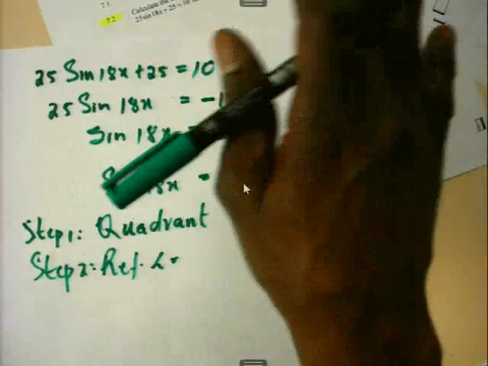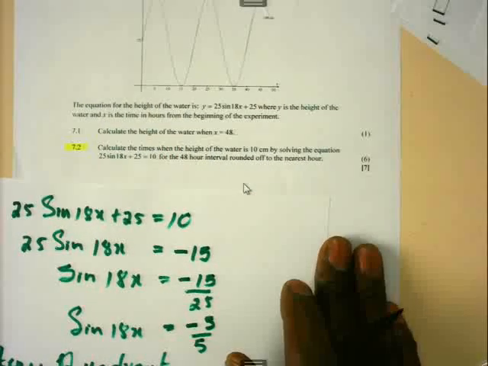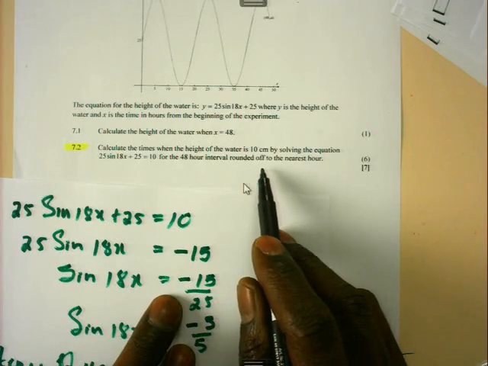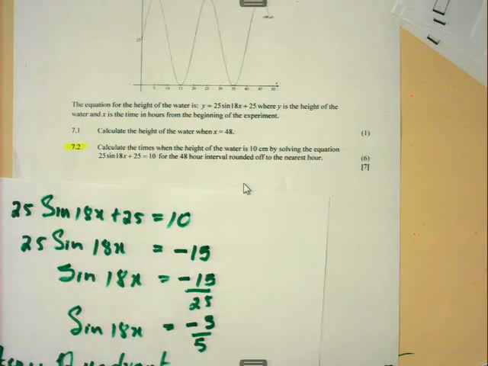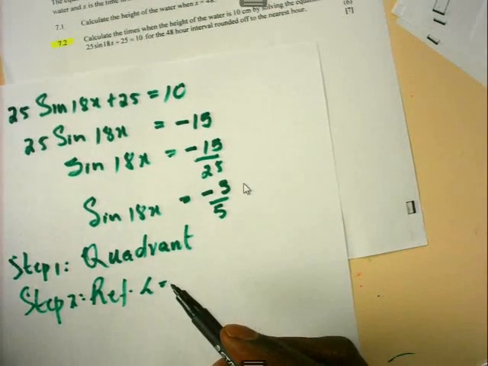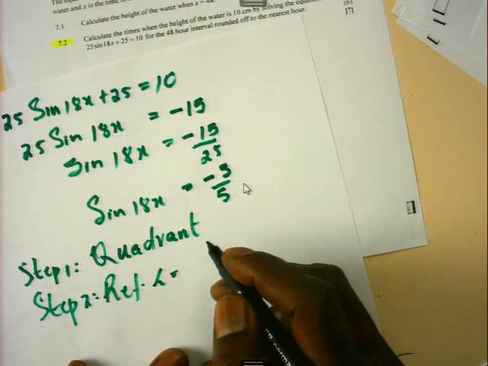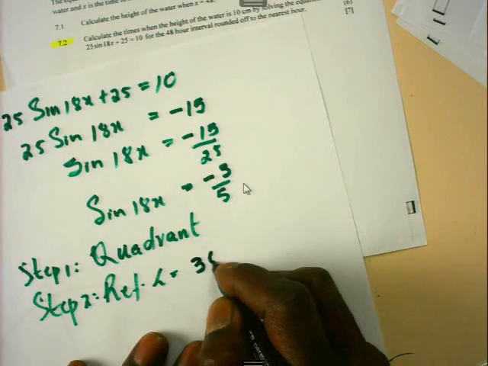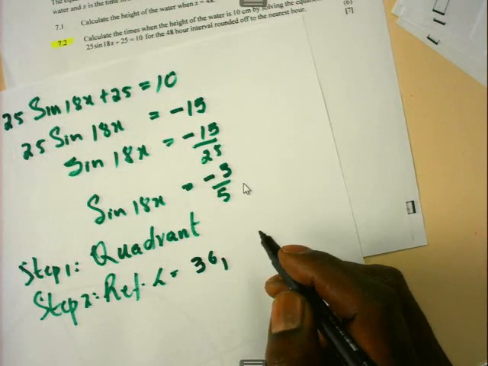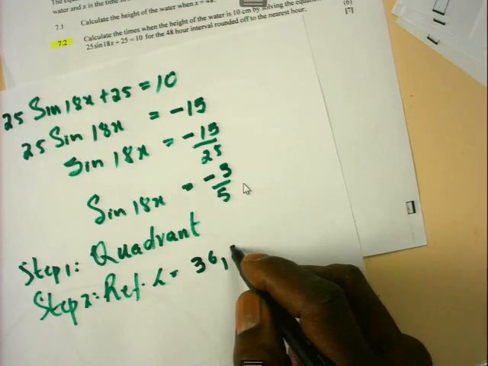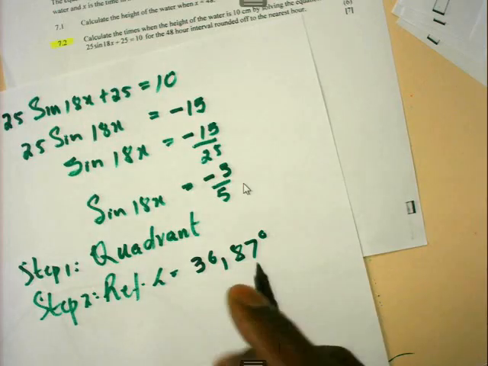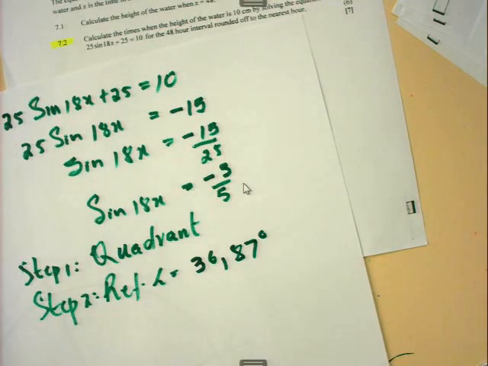Now I must listen to the question very carefully. They said I must round off my answer to the nearest hour. Okay, we are not yet there. We can now write that as 36.887. Let's round it off to the nearest 2 decimals, 36.87.